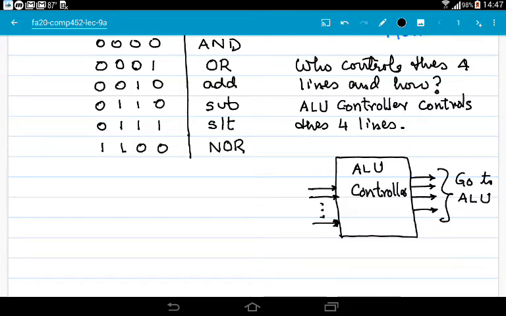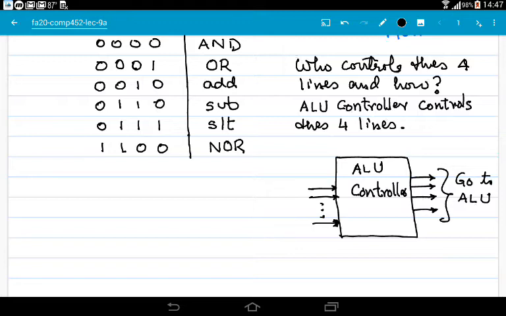Okay, so let's see how the instructions that are executed by our MIPS processor are implemented, and that will tell us how many input control lines we need.